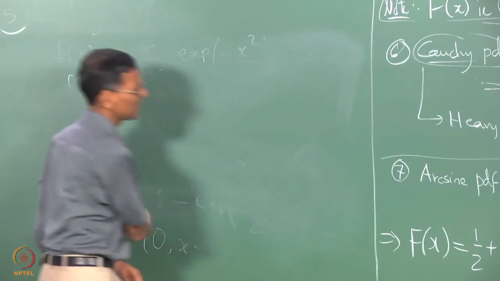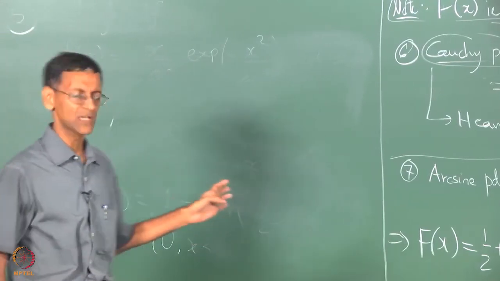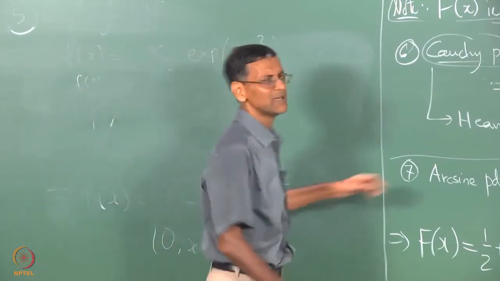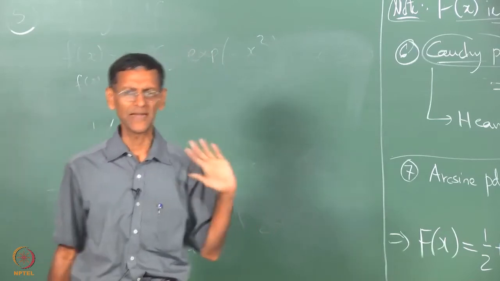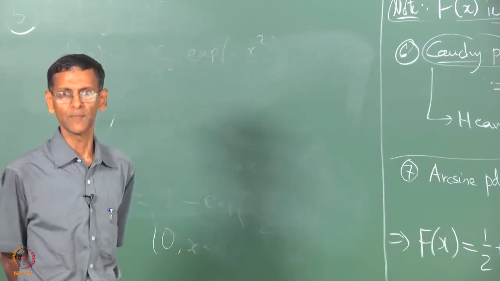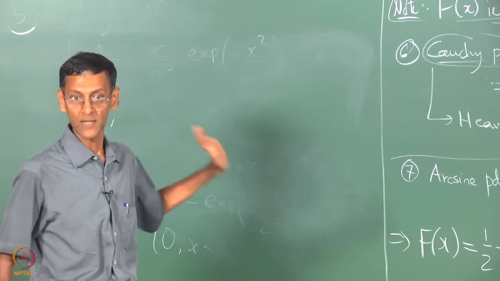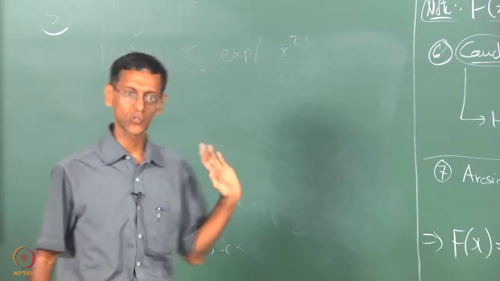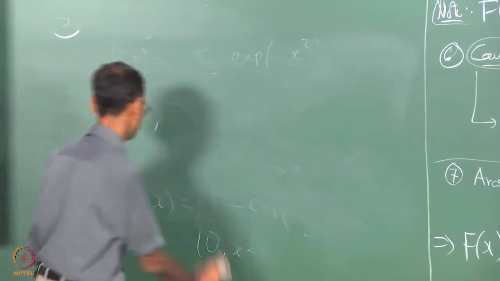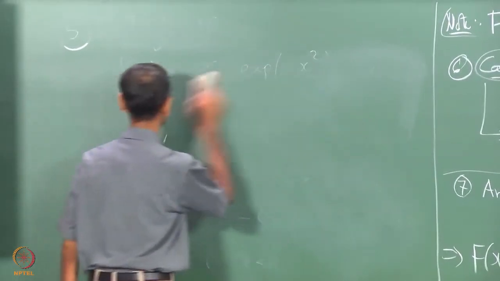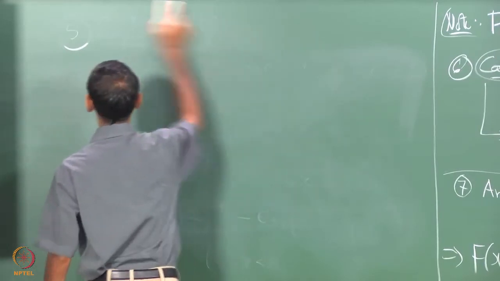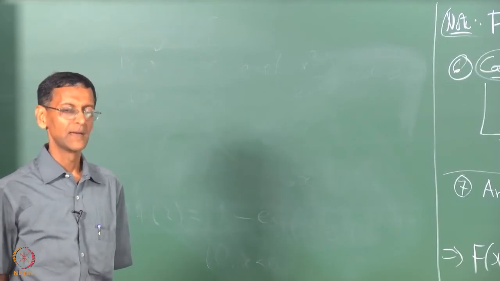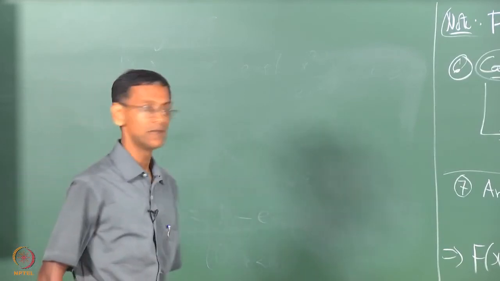If you go and look in tables in books, there are lots more examples like the Erlang PDF and Gamma PDF and this and that. They get more and more mathematically complicated, so I am not going to do any more of them. I just wanted to give you the simpler ones. Most of these we will use as examples later on in the course also, so please be familiar with them. Especially the Rayleigh, which I just erased, has some very interesting applications in wireless communications.